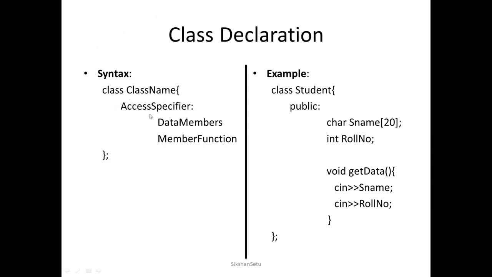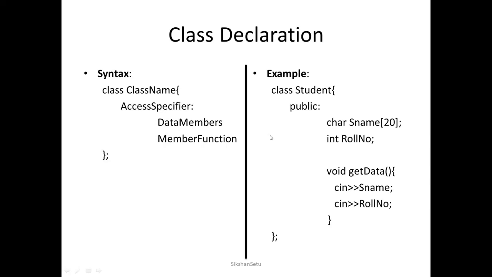Then after it comes access specifiers. We already discussed access specifiers in the previous video. We have public, private and protected access specifiers. Here we specify whether all the data members and member functions are public, private or protected. Then come data members and member functions. At last we close the braces and put the semicolon. So in total, a class contains the keyword class, class name, access specifier, data members and member functions.